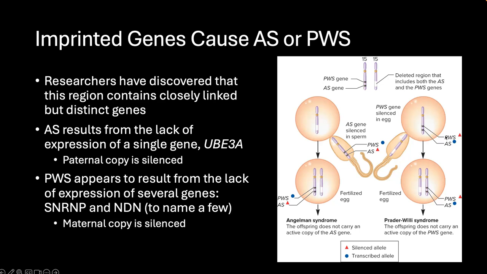So when the father passes along the deletion in chromosome 15, genes like SNRNP and NDN are not expressed since the maternal copy is silenced. This results in Prader-Willi syndrome. In contrast, when the mother passes along the deletion in chromosome 15, the gene UBE3A is not expressed because this gene is silenced in the paternal copy of chromosome 15 due to methylation. This results in Angelman syndrome.